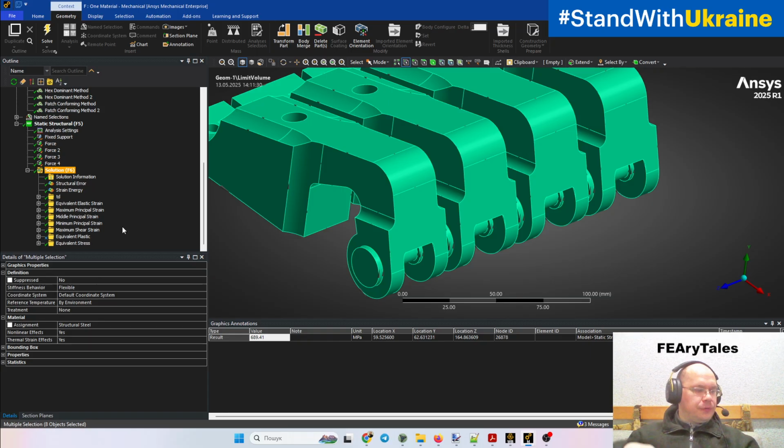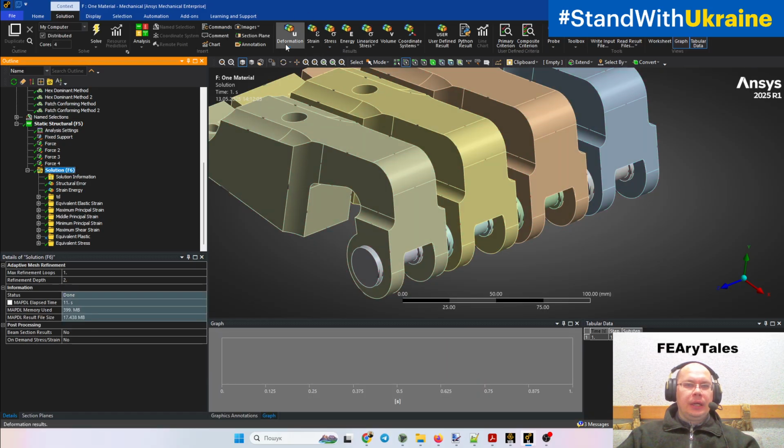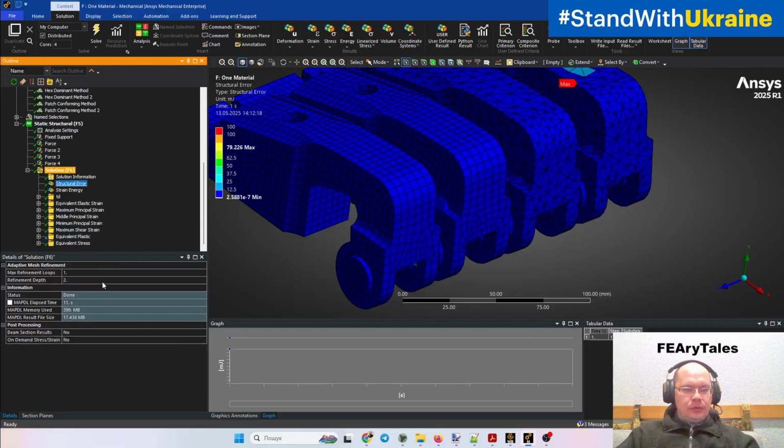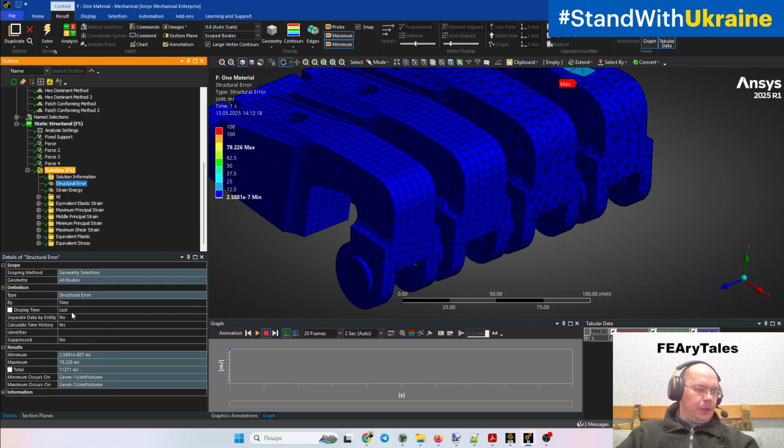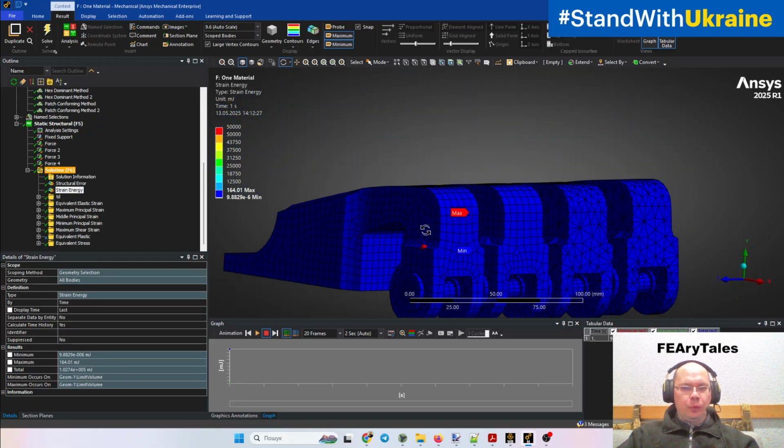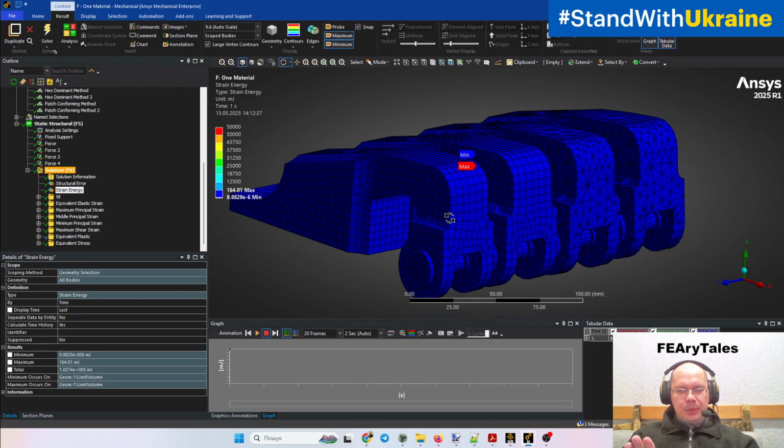And we have a lot of results. We have all types of official results that are present here in the solution. We have deformation, strain, stress, energy, and structural error. And some of these results don't have options which can be changed. They don't have display options, for example, structural error and strain energy. Why so? We can explain in another video if you want. For today, we will not explain because it needs too much time.